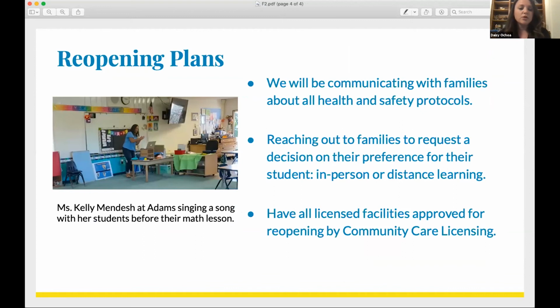Please, thank you. So just like everyone else, we'll continue to communicate with families about all of the health and safety protocols that we're taking at all of our sites, reaching out to our families to request their decision on their preference for their students, whether to come back in person or to maintain the distance learning plan that they have now. And we also have to have all of our licensed facilities approved for reopening by our local community care licensing.